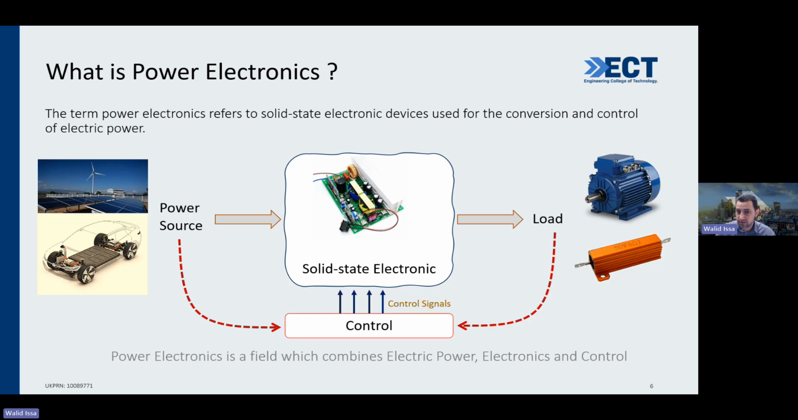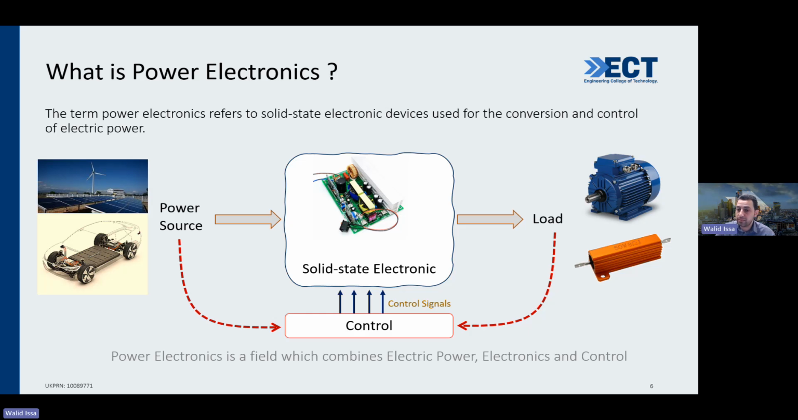By power electronic circuits. A power electronic circuit is a term that refers to solid state electronic devices used for conversion and control of electric power. We might have various sources, for example, DC sources or AC sources, and we want to convert them to a format that's good for different loads, for example, batteries, machines, resistive loads, and other things.